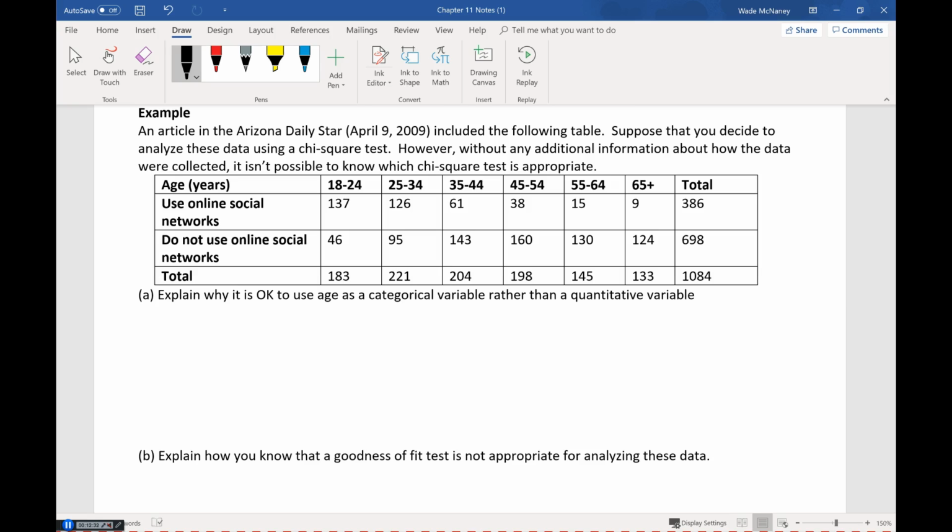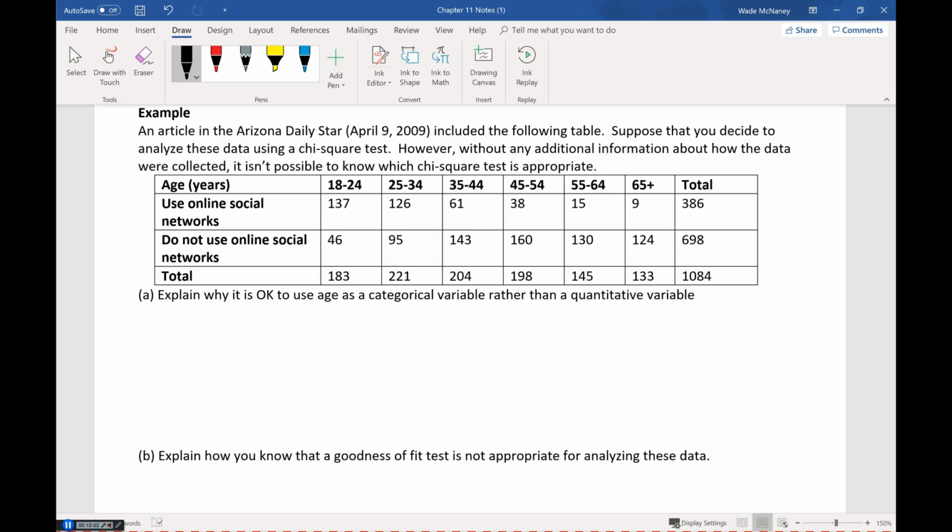All right. Now, letter B. How do we know that a goodness of fit test is not appropriate here? Multiple variables. What are my two variables that we have in this problem? Age and use. Social networking use, right? Those are my two variables. So goodness of fit test will not work. We need to know if we're going to do a homogeneity test or an independence test.